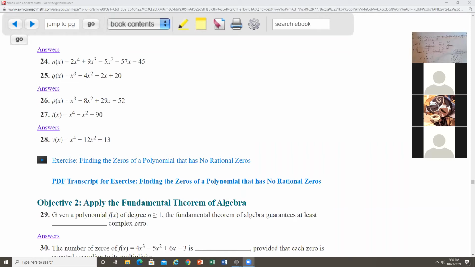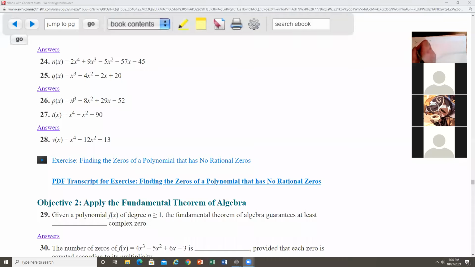I'm gonna tell you one of the zeros of this polynomial function. Ladies and gentlemen, 4 is a 0 of this polynomial function. I want you to find the other 2 zeros. So problem number 26, I'm gonna give you one of the zeros, which is 4, and I want you to find the other zeros. So we'll call this classwork 1. Today is October 27th.